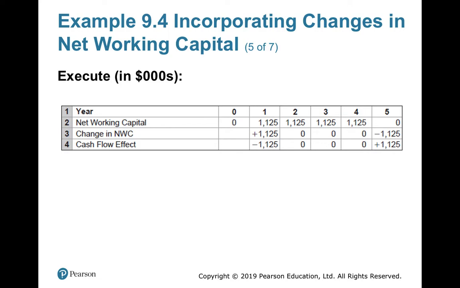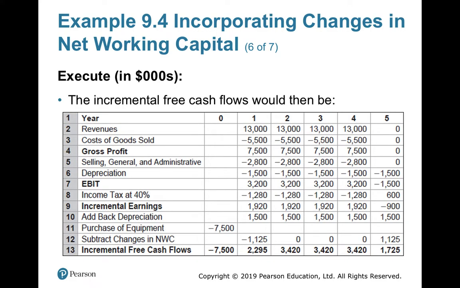In year 1, it will be minus 1125. Years 2, 3 and 4, it will be 0. Year 5, it is plus 1125. Put it here. So, subtract the change in net working capital, minus 1125, and in year 5, it is plus 1125. Therefore, finally we got the incremental free cash flow. How? 7500, 2295, 3420, 3420, 3420 and 1725.